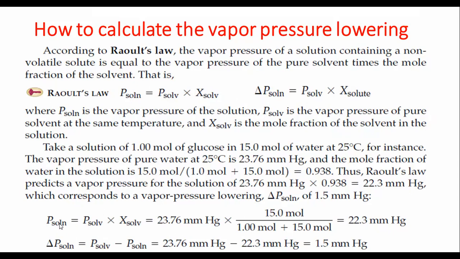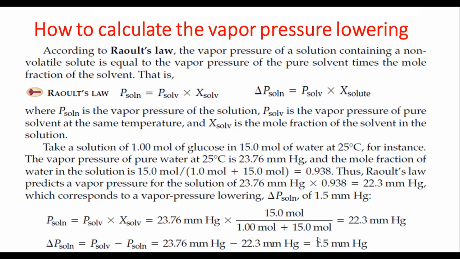One is this way. If you are using this equation, you have to first calculate the mole fraction of the solvent. This is the vapor pressure of the solution, this is the vapor pressure of the pure solvent, and this is the mole fraction of the solvent. So the vapor pressure of the pure solvent is 23.76 as given over here, and the mole fraction of the solvent you would calculate in this way.